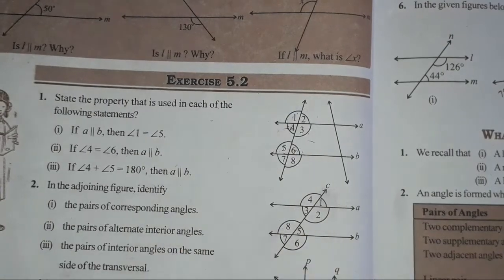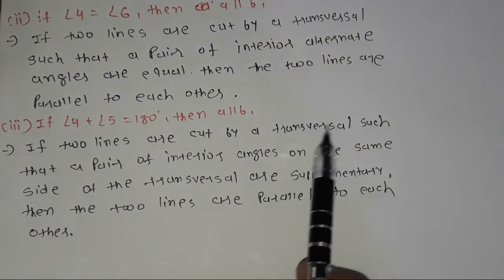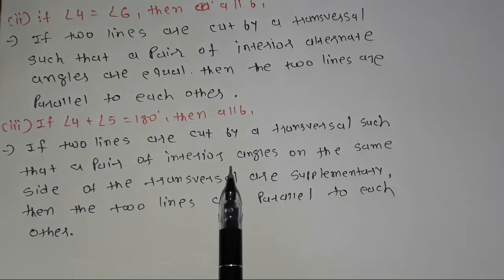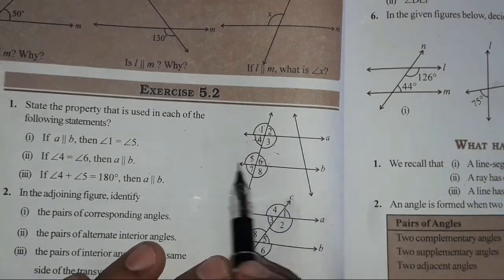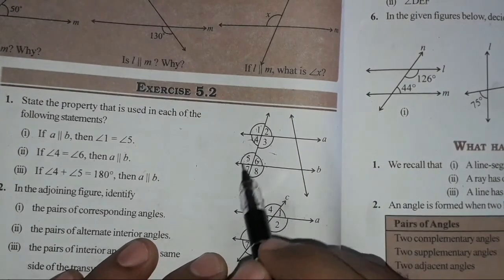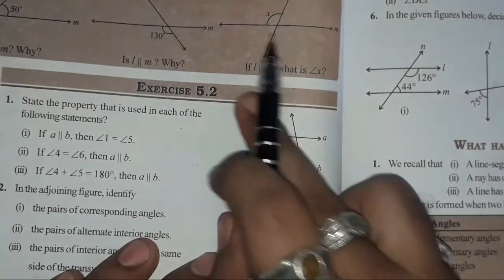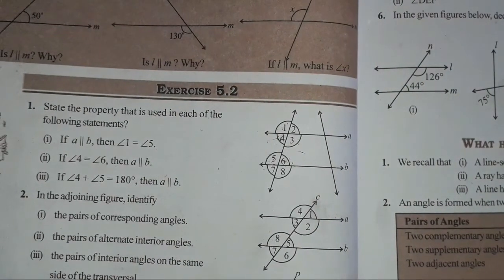So here we can write: if two lines are cut by a transversal such that a pair of interior angles on the same side of the transversal are supplementary, then the two lines are parallel to each other. Here we can see, if two parallel lines are cut by a transversal, the pair of interior angles on the same side of the transversal are supplementary. So here we are completing this question.